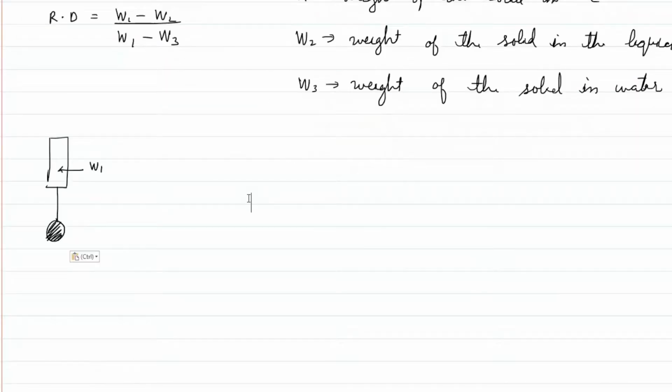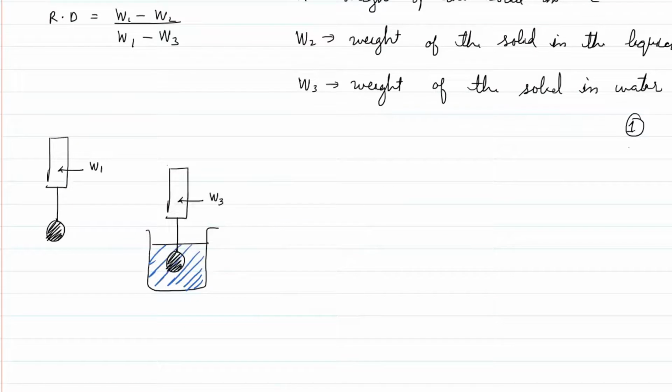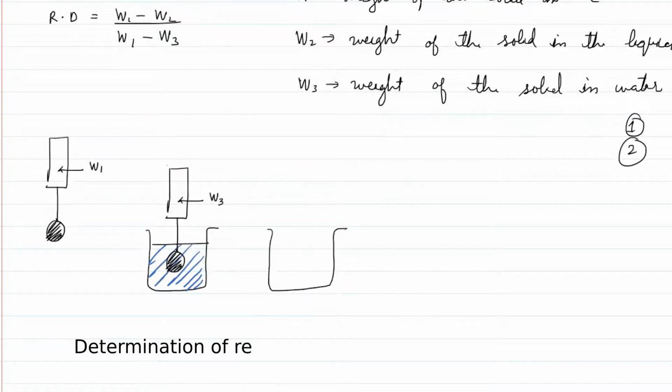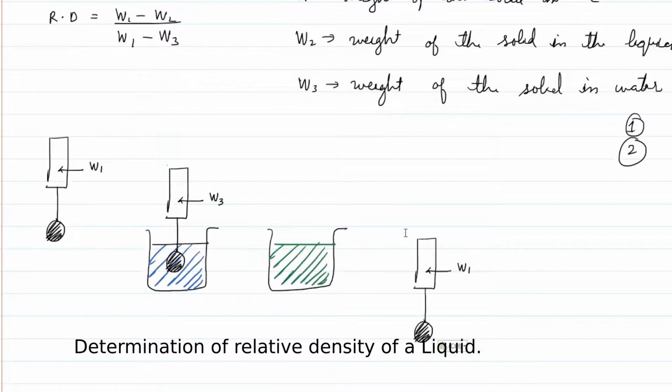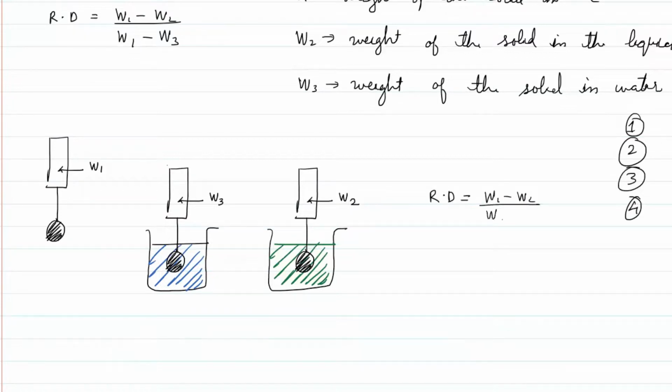So step 1, we will measure the weight of the solid in air, record this. So that will be termed as step 1. Step 2 is we'll take a beaker containing water, immersing this inside water to record the weight of that body in water. And step 3, we are going to immerse this solid in the liquid, and we will measure the weight of the solid in this liquid as W2. And then step 4 is to measure the relative density of the liquid by substituting the value in this formula, that is W1 minus W2 upon W1 minus W3.